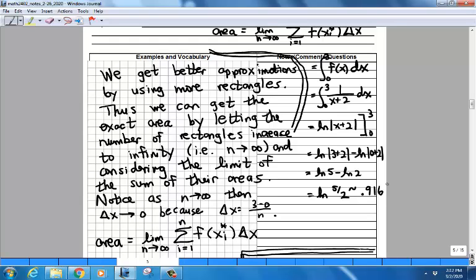But I just wanted to remind you, what does that definite integral really stand for? It stands for this sum. It's a limit of a sum as the number of terms in the sum goes to infinity. That's what a definite integral really means.